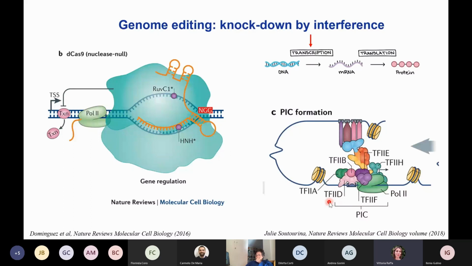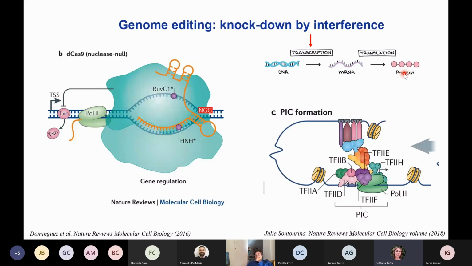In other words, if you put the enzyme onto the DNA, the polymerases couldn't bind, and so couldn't express the mRNA, which means that you are not expressing the protein. So this is a brilliant idea.